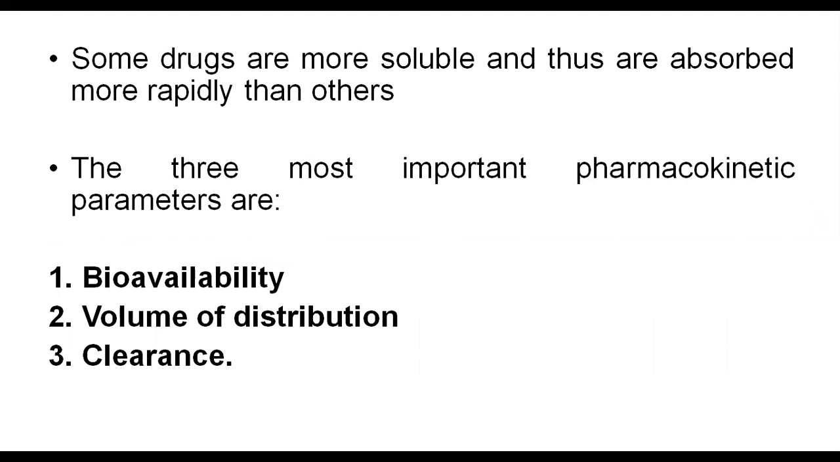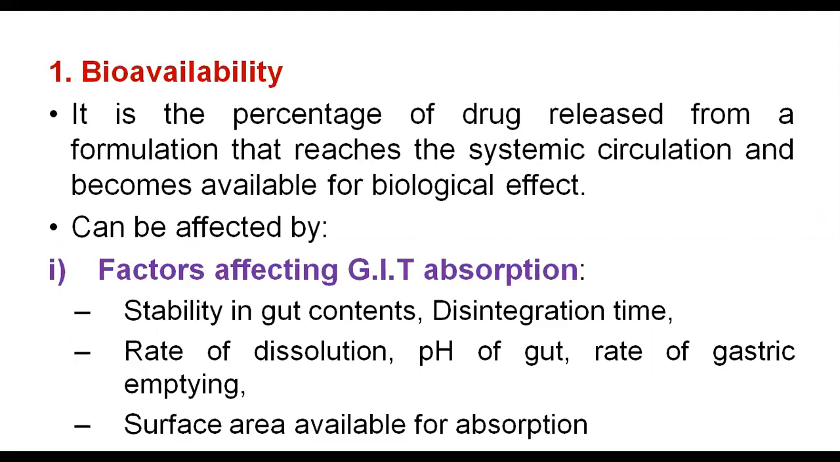Now, there are three very important pharmacokinetic parameters that we're going to discuss: bioavailability, volume of distribution, and the clearance of the drug. So let's look at bioavailability. Bioavailability is the percentage of the drug released from a formulation that reaches the systemic circulation and becomes available for exerting a biological effect.